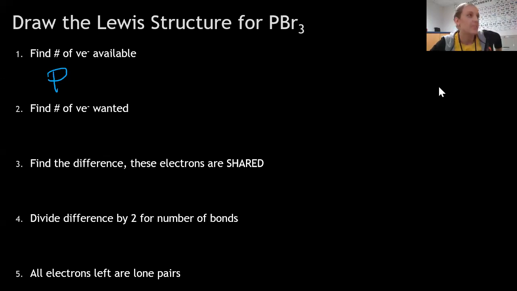Victoria V, how many bromines do we have? 3. So if we had 1 phosphorus plus 3 bromines, this is what the math equation would look like for that molecule. Pretend it's algebra and they're X and Y's. We have 1 phosphorus plus 3 bromines equals our molecule. So our first step is to find the number of valence electrons available to us to bond.